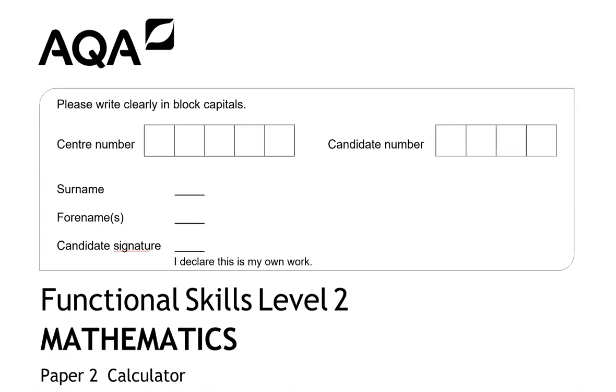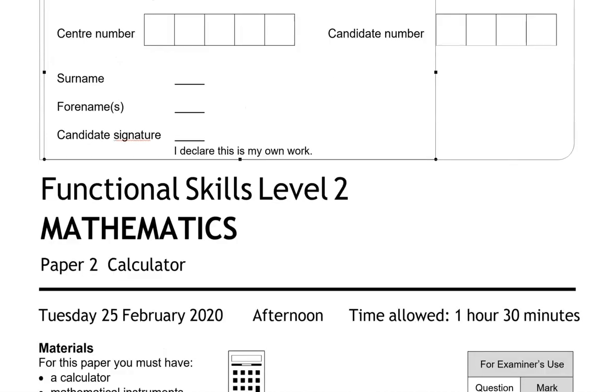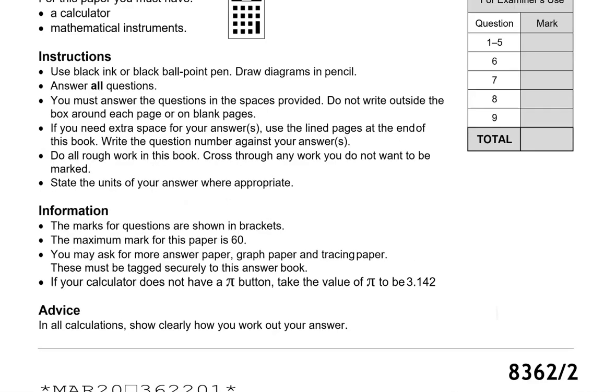This is the second part of a Level 2 Functional Skills Math paper from AQA. In this part you can use a calculator.